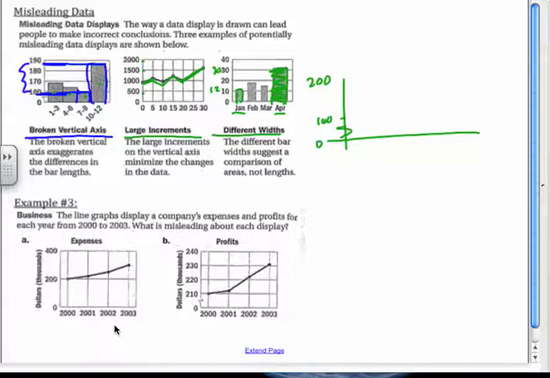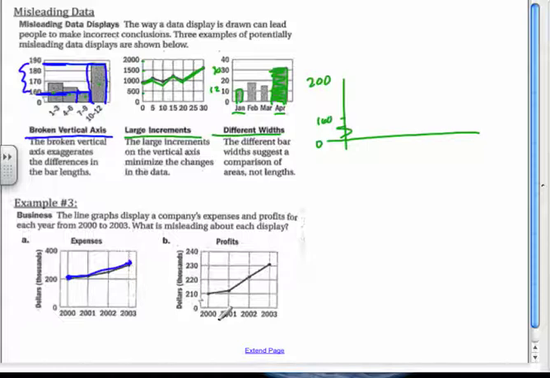It's in large increments. I can't really tell. It looks like their profits are going up some, right? But it went from, this is in thousands, from 200,000 to maybe 320,000. That's a big change in profits. That's more than 50%.